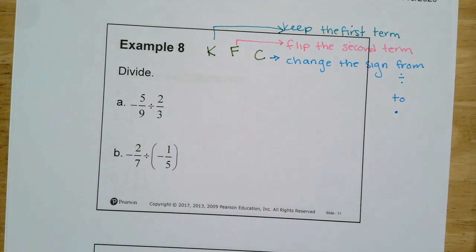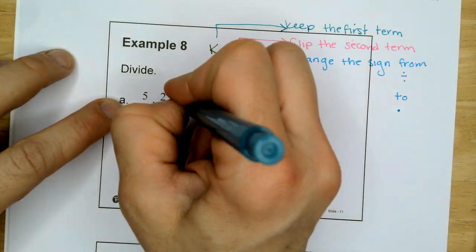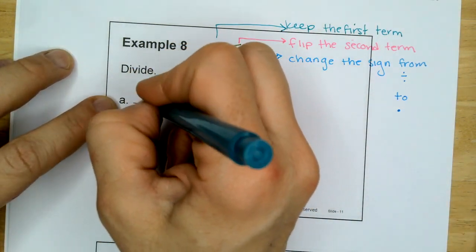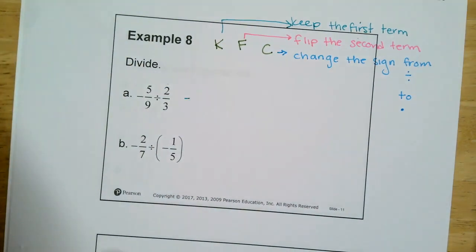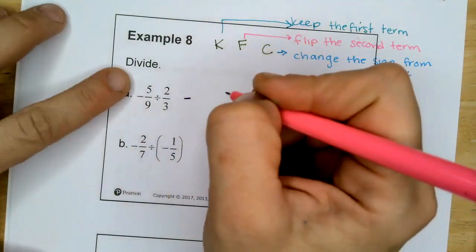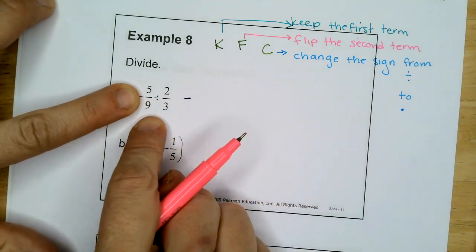So K is for keep. Keep negative. Well, first of all, a negative divided by a positive is just going to be a negative. So we're just going to call that negative and we're going to ignore it, okay? Keep 5/9.